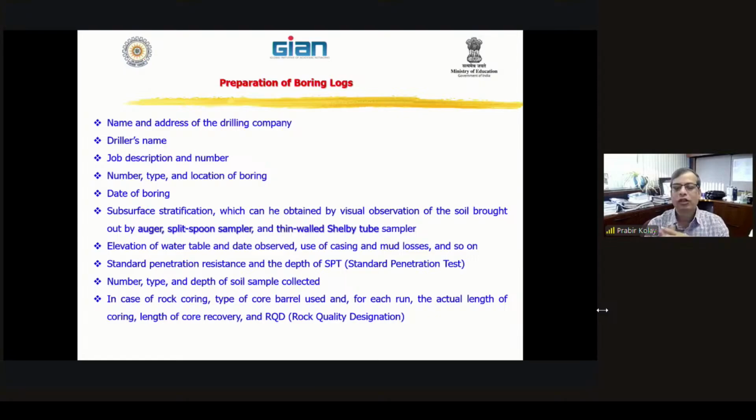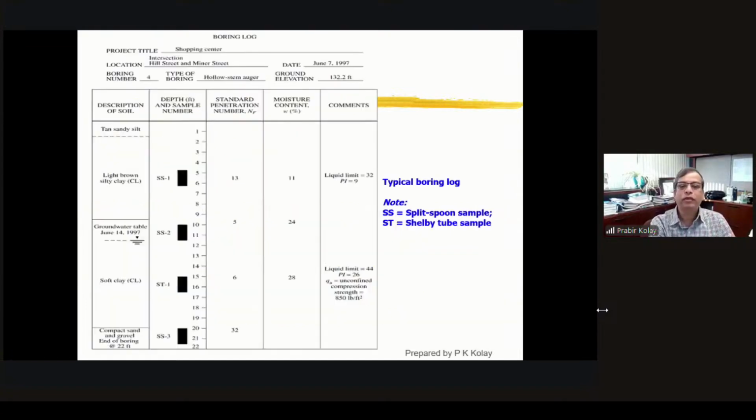And if it is a rock sample, obviously what type of core barrel has been used, and also the actual depth of coring, and then length of core recovery. And also you need to find out from there how much is the rock quality. Rock quality designation. From rock quality designation, you can find out how much is the quality of the rock. So this is just a sample of a bore log.